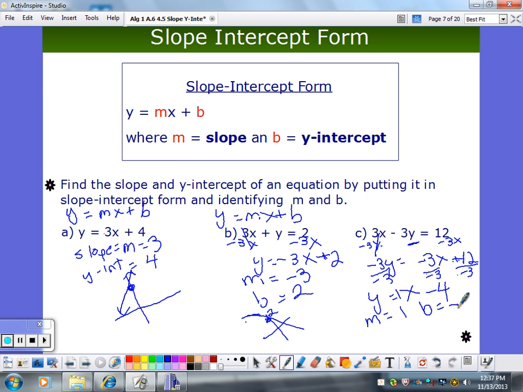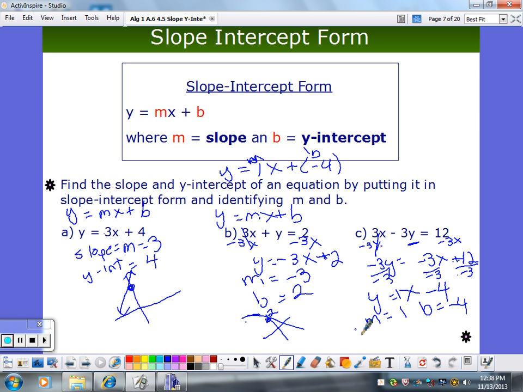Why is it negative 4? I thought it had to be a plus here. What happened? So think of this as y equals 1x plus a negative 4. Is that equivalent to this? What's a positive times a negative? A negative. So y equals x minus 4 is the simplified form of that line. I can put it back unsimplified. Here's my m, and here's my b. It's negative 4. So be careful with the negative sign.